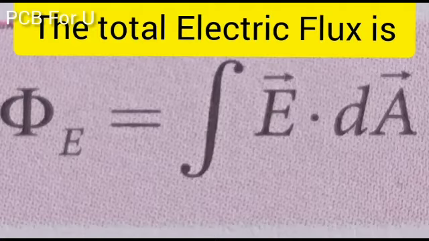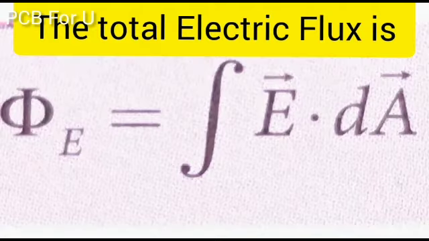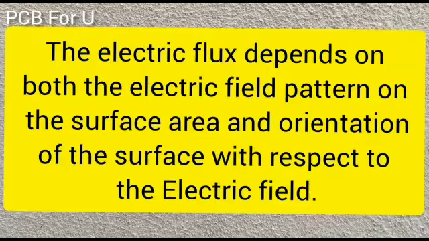Area and orientation of the surface with respect to the electric field. The electric flux depends on both the electric field pattern on the surface area and the orientation of the surface with respect to the electric field.